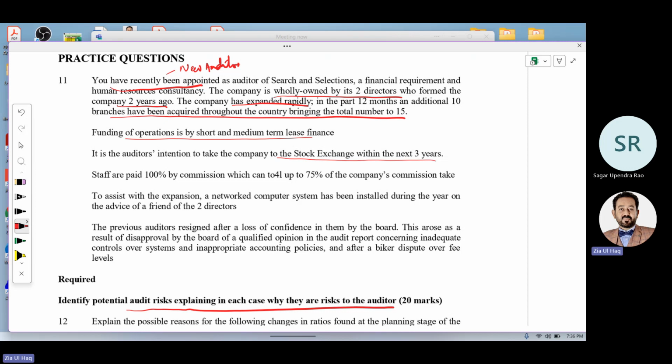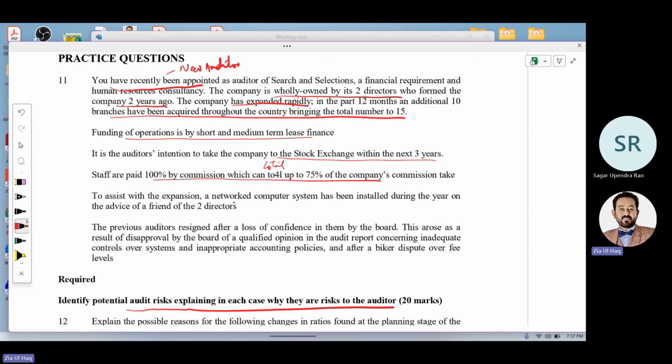Staff are paid 100% by commission, which can total up to 75% of the company's commission take. So staff remuneration is based on commission, and commission is based on some targets. If the company is not meeting the required targets to take commission, there could be chances of manipulation in the financial statements.